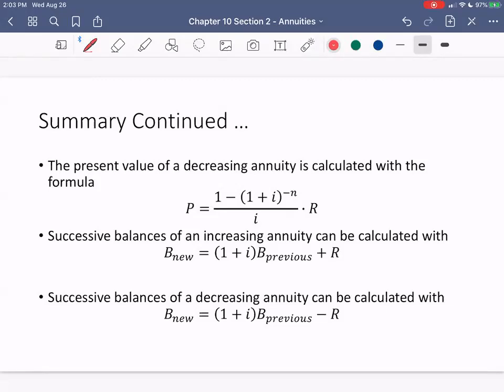And then what I added is in this section, it goes over it, but I feel like you can just see this. It says successive balances of an increasing annuity can be calculated with this. So if I do 1 plus my interest times my previous balance, right? Then I add my rent to it, then I get my balance of my new. That's if I'm increasing. Now, if I'm decreasing, then I'm subtracting the rent. And that's what you do in the background the whole time. Right? That's really what you're doing, but you're just calculating it for so many years really fast.